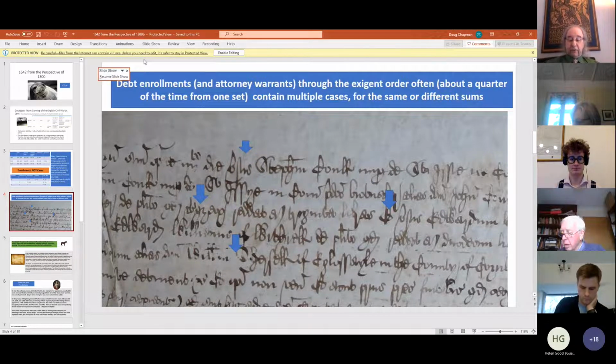And the hazard with using attorney warrants is that the attorney warrants don't go into this kind of detail. The attorney warrant for this enrollment would just list the plaintiff and the defendants, leading you to think incorrectly that this is one case of debt against 4 individuals, when it's actually 4 different cases. That means if you use the attorney warrants as your shortcut to get a database for the litigation, you're actually violating the first rule of quantification, which is know what you're counting.